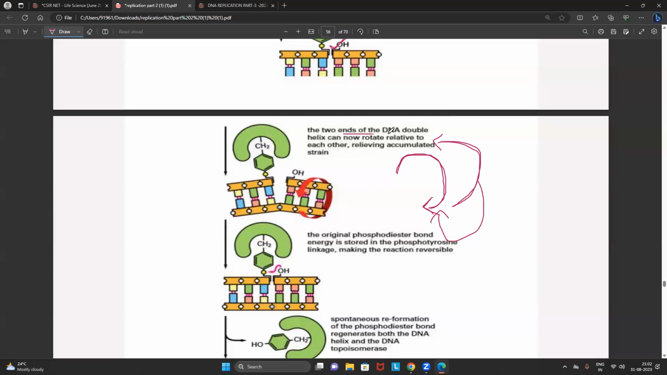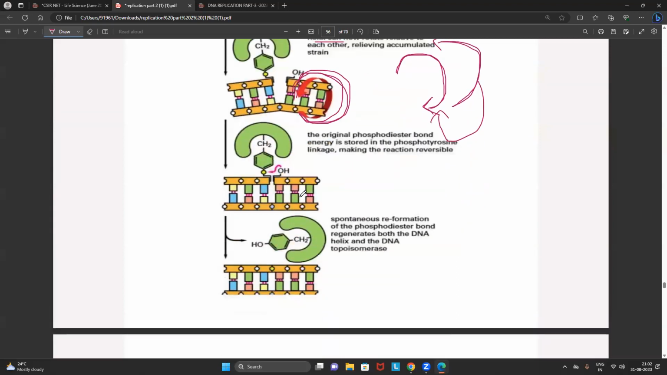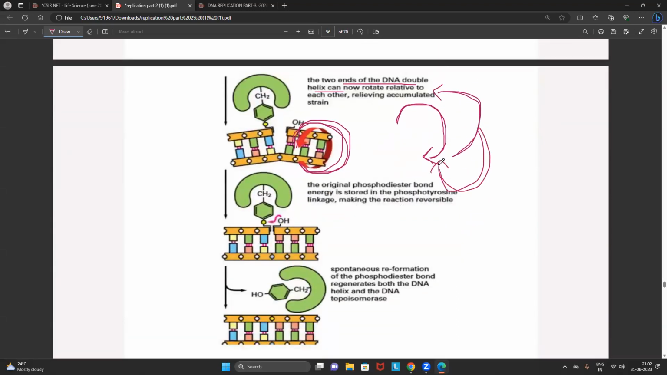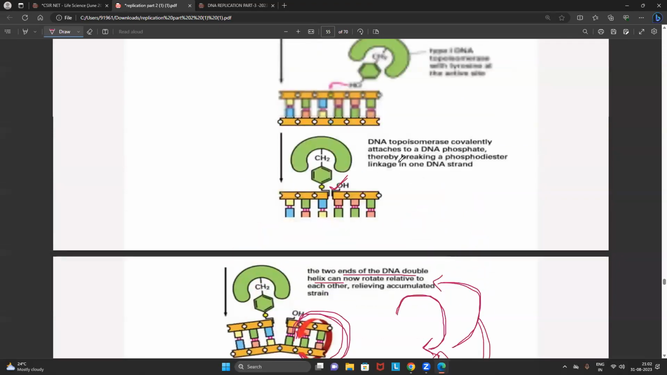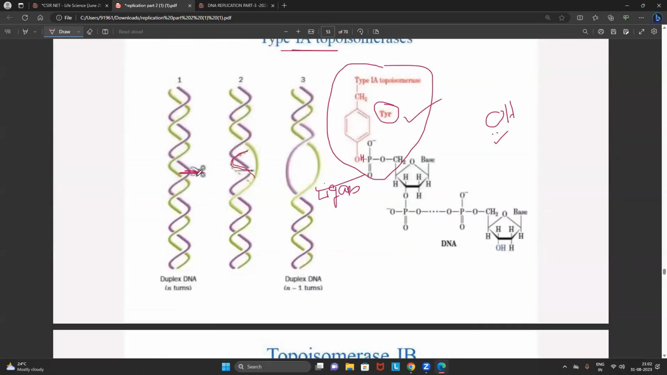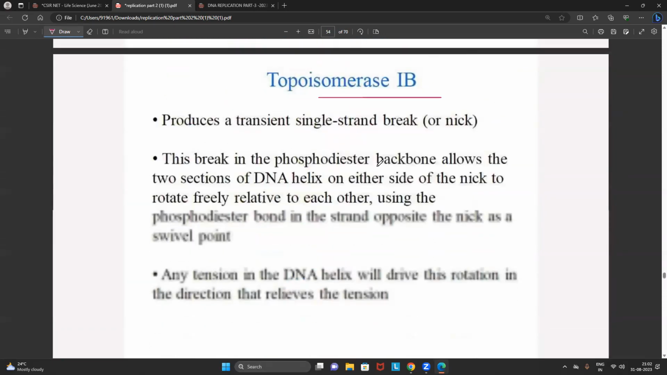See this. The two ends of the DNA double helix now rotate relative to each other. Don't get confused. As a result, friends, from here it will come back to the normal conformation. Then topoisomerase 1B will be released. No need to get confused. It's very easy. Topoisomerase 1A will cut a single strand. Through that gap, it will pass the other strand. Ligase will come and seal the nick. We got that. I'll show you the animation.